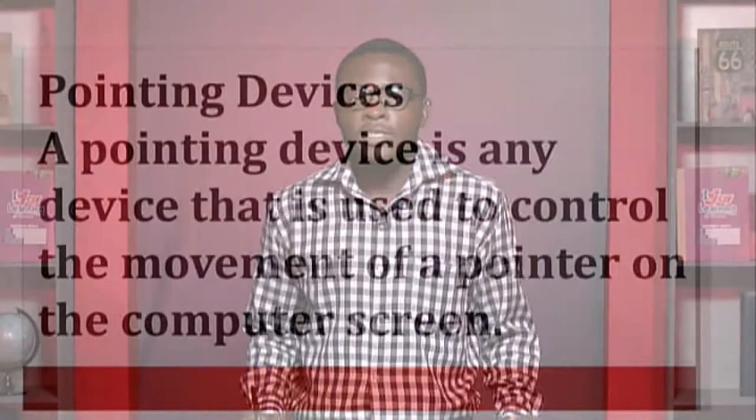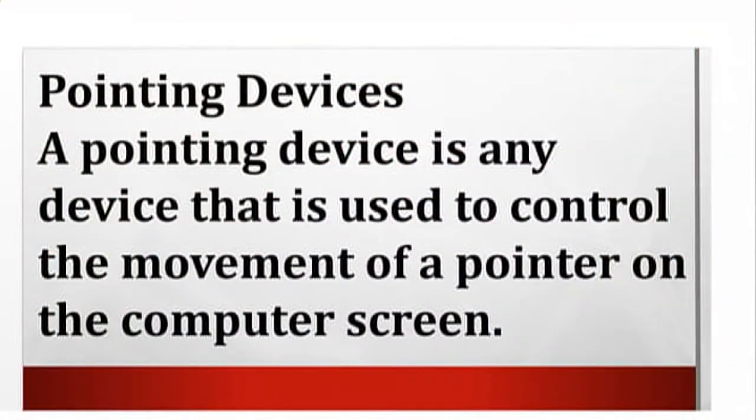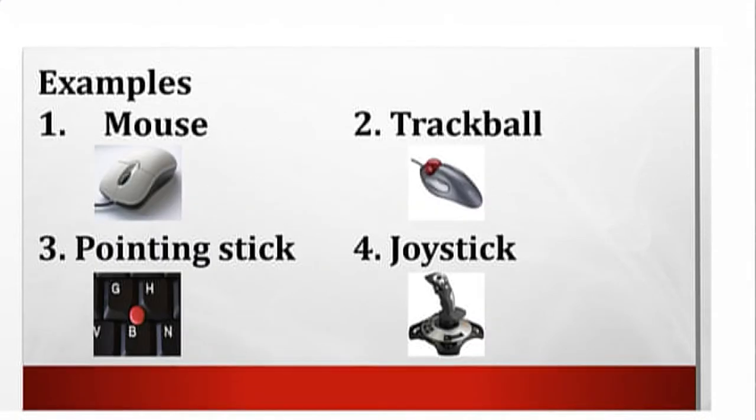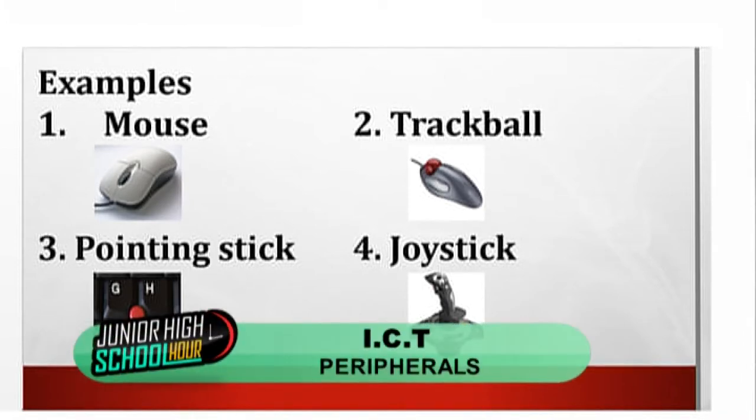Another commonly used device is the pointing device. The pointing device, as the name implies, is any device that is used to control the cursor or the mouse pointer. Any device used to control the mouse pointer or the cursor on the computer screen is a pointing device. We have examples on our screen here. We have a mouse being an example of a pointing device.